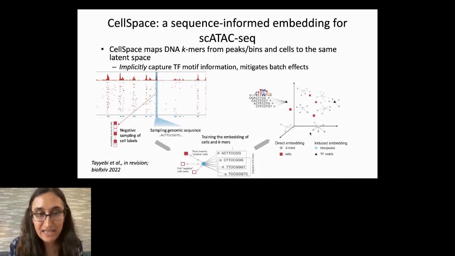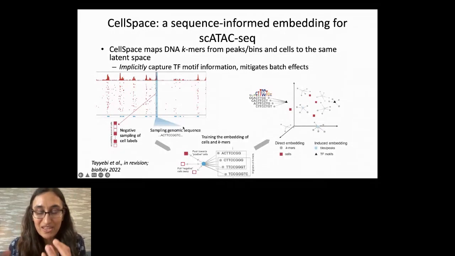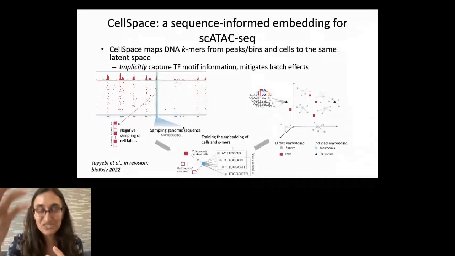We use the StarSpace algorithm. We take peaks. We think of peaks as examples. We sample a sequence. We take the k-mers, and then we're embedding k-mers and cells, and we sample from the negative examples, lots of negative examples. We're embedding k-mers. It induces an embedding of this sampled peak sequence, and we're pushing it towards the cells in which it's open and away from the cells in which it's closed.